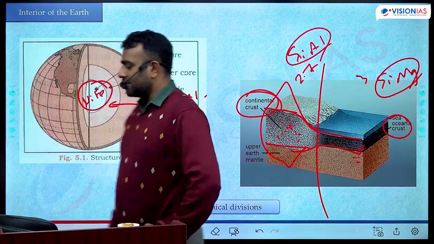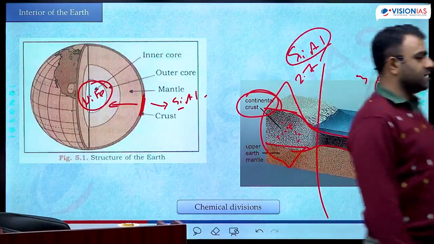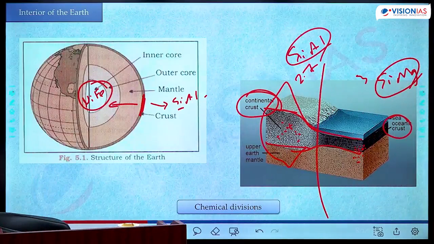Core is divided into outer core and inner core. Outer core is liquid, inner core is solid. Why is the outer core liquid? Because of high temperature, it has melted. Why is the inner core solid?